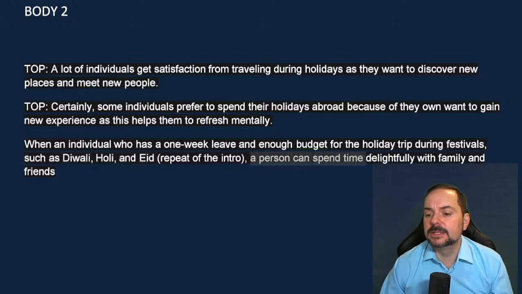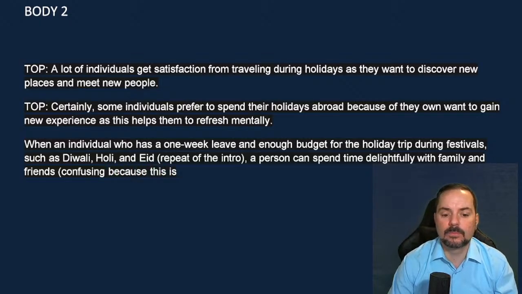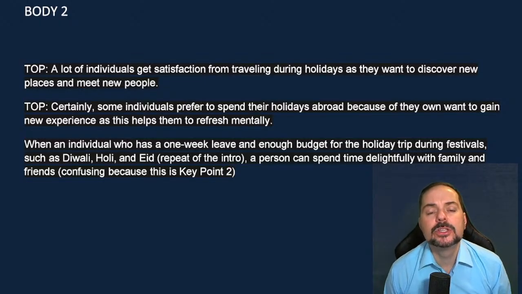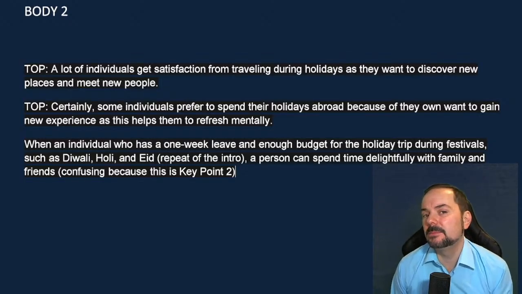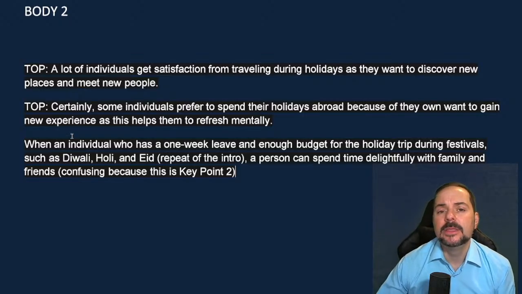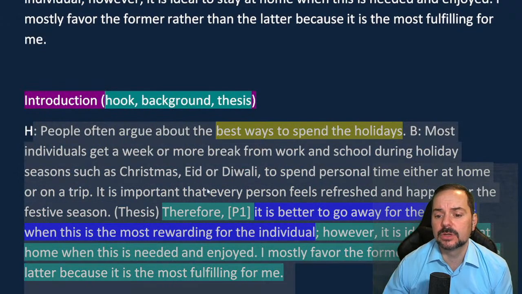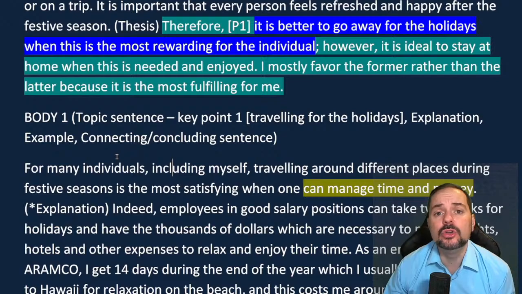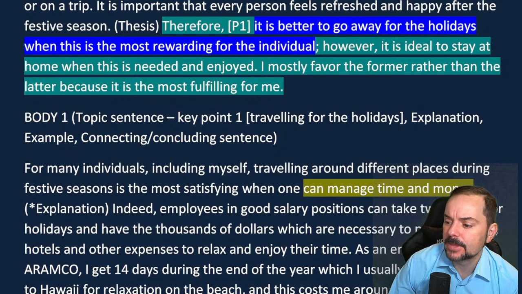A person can spend time delightfully with family and friends. This is confusing. Because this is key point 2. Okay, so you're losing coherence for that. So Janelle, this sentence isn't really giving me more of an explanation or a better idea than what I already have in the first parts of my essay and my introduction. Okay, your body paragraphs should be giving new information to the reader. All right. Okay. Let's take what Mi Yen is writing here.